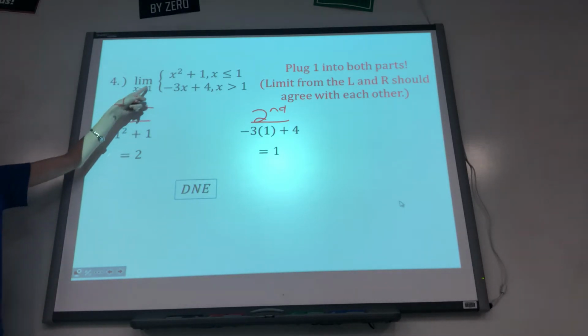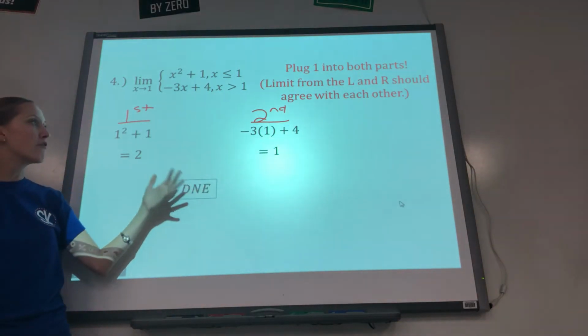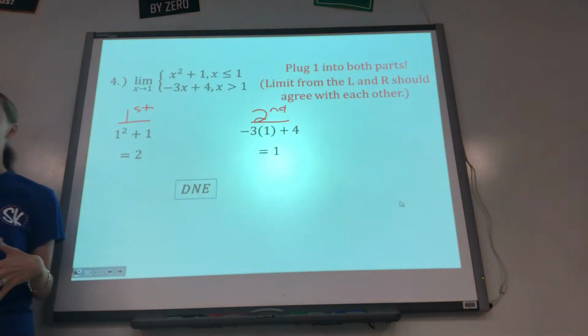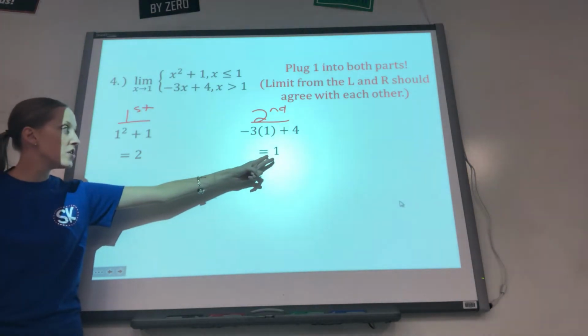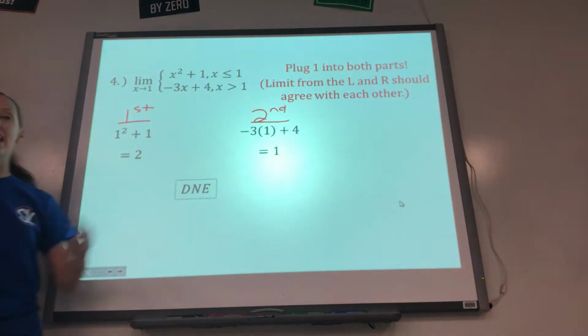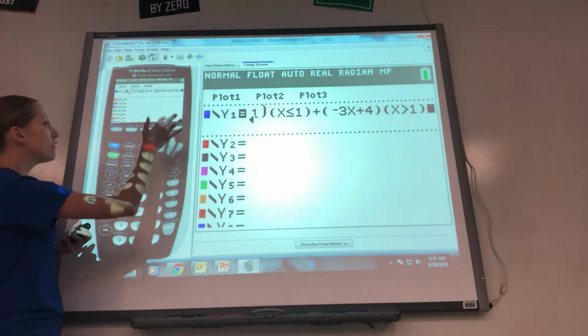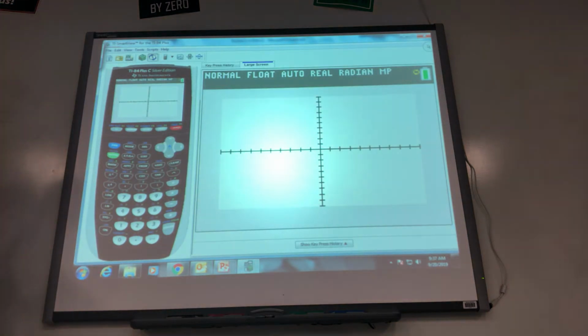If it just said from the right, that would be my answer. However, from both sides, they should be the same. So if they were both 2's, your answer would be 2. Or if they were both 1's, the answer would just be 1. And again, feel free to graph it if you want to just check yourself.